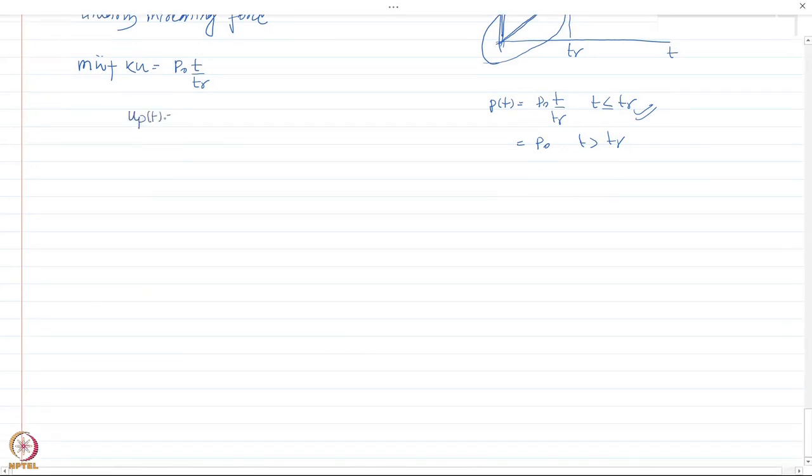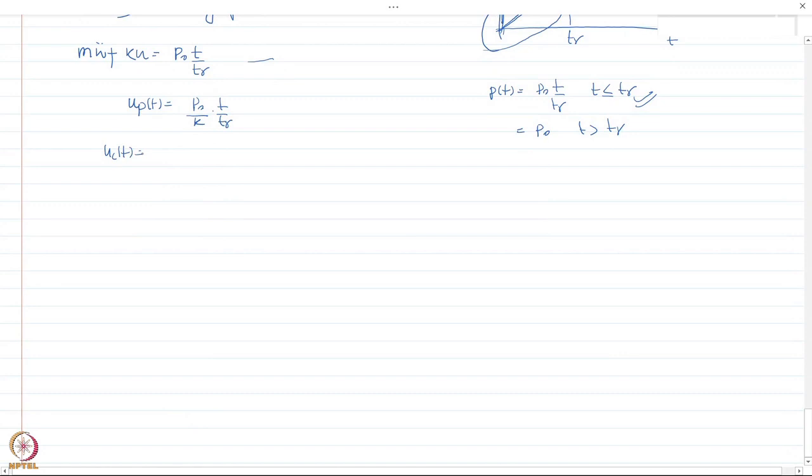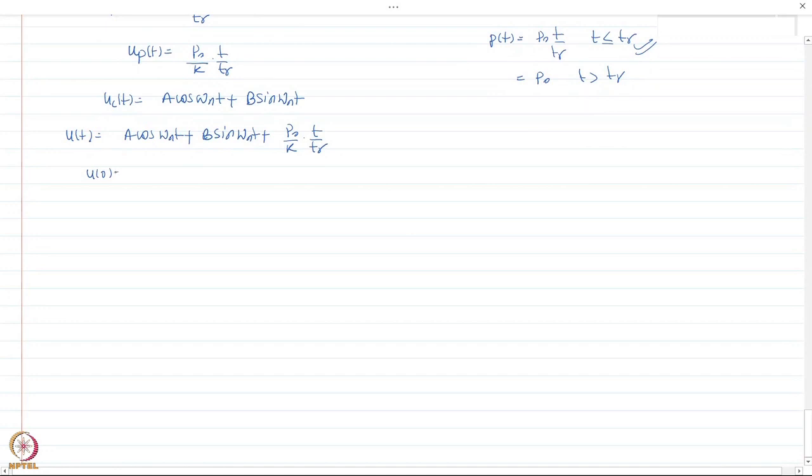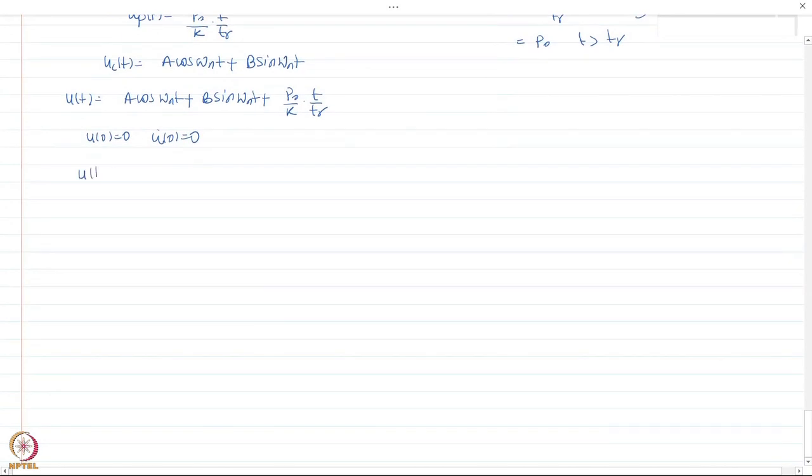We know that a particular solution I can use is P naught by k, t by t_r. If we take this as a particular solution, then this is one of the solutions that satisfy this equation. And the complementary solution, for an undamped system, takes the form A cos omega_n t plus B sin omega_n t. So my total solution becomes A cos omega_n t plus B sin omega_n t plus P naught by k, t by t_r. And if you substitute the at-rest initial conditions, u(0) equal to 0 and u dot(0) equal to 0, what you will see is u(t).